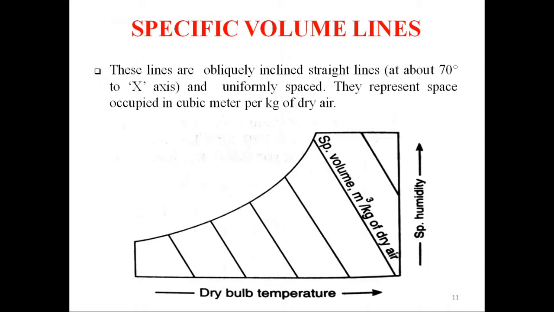Next is specific volume lines. These lines are obliquely inclined straight lines at about 70 degrees to the x-axis. So here the angle is 70 degrees to the x-axis and uniformly spaced. They represent space occupied in cubic meters per kg of air. So these are inclined straight lines at about 70 degrees to the x-axis, and these lines represent specific volume in meter cube per kg of dry air.